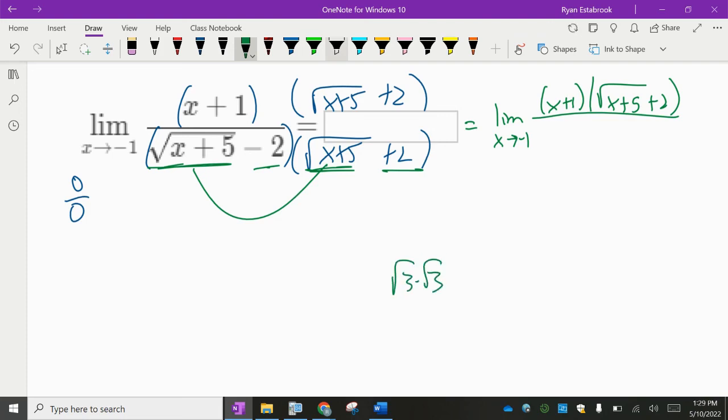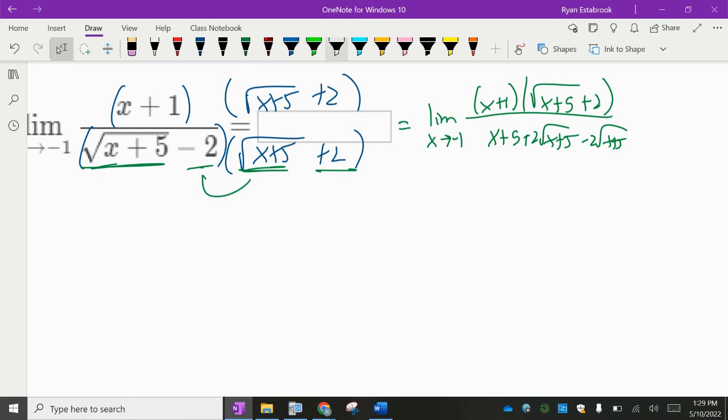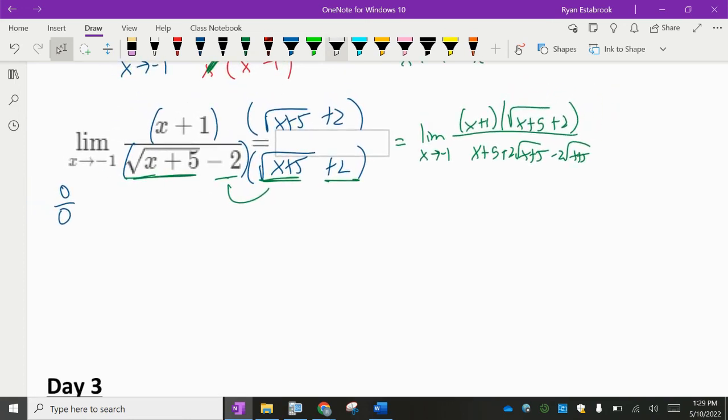What's square root of 3 times square root of 3? What's the square root of 13 times the square root of 13? So what would be the square root of x plus 5 times the square root of x plus 5? X plus 5? Multiply these now. What do you get when you multiply the outside terms? What do we have to multiply next? And then lastly, the negative 2 times the 2 gives us negative 4.